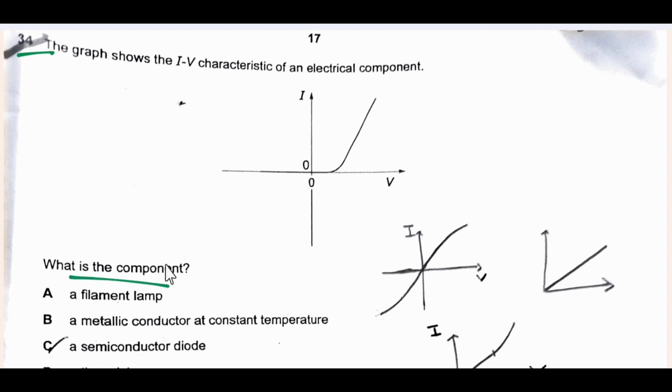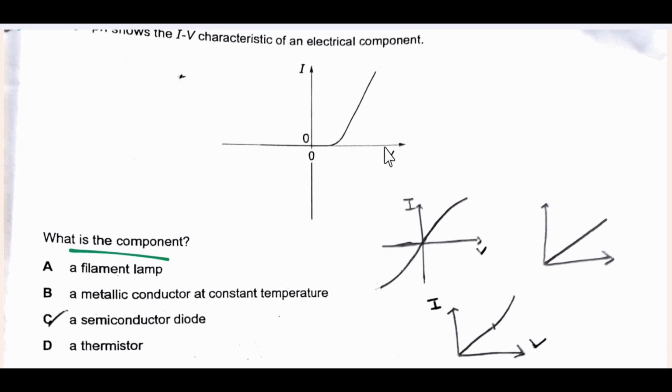Then in question number 34, the graph shows the IV characteristics of an electrical component. What is the component? First of all, what is the IV graph of a filament lamp? This is the IV graph of a filament lamp, and as we can see, initially it is a straight line because current is directly proportional to voltage, but as voltage increases, the current increases less.